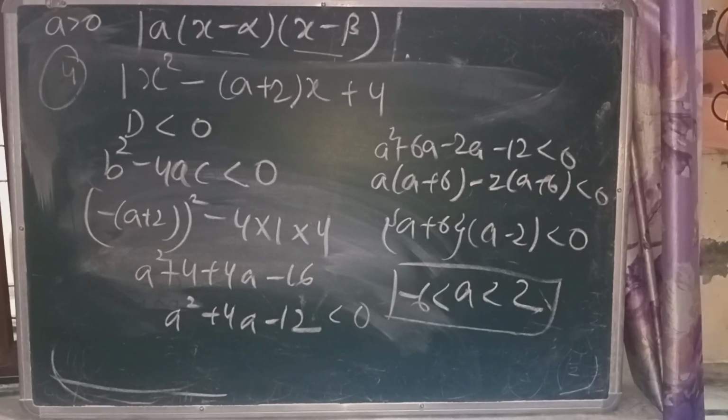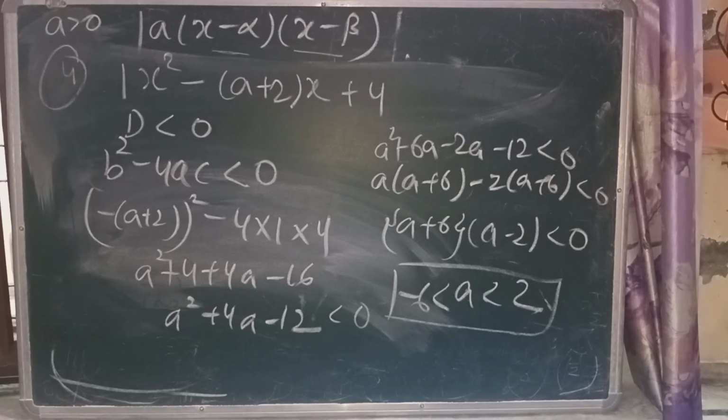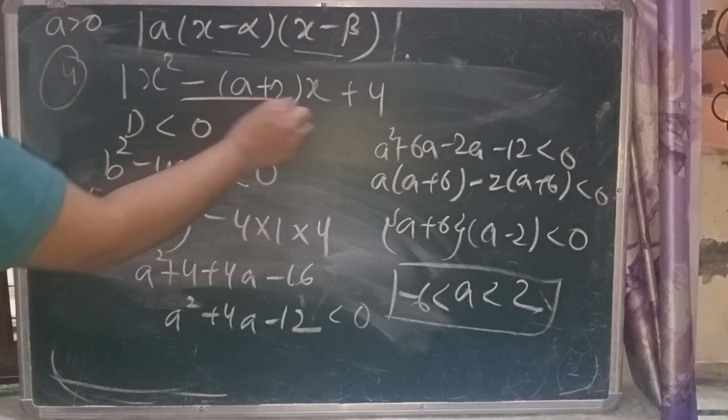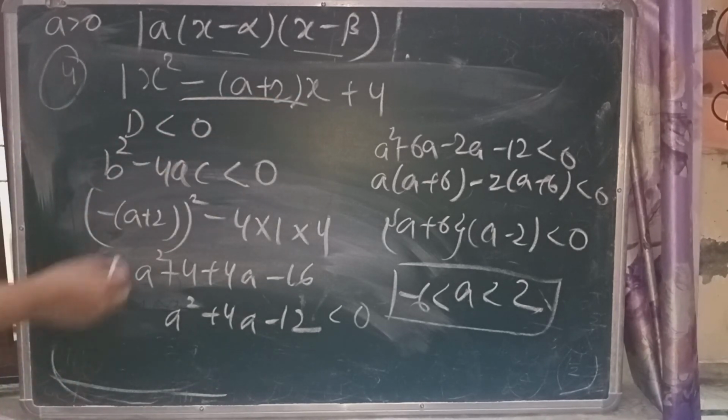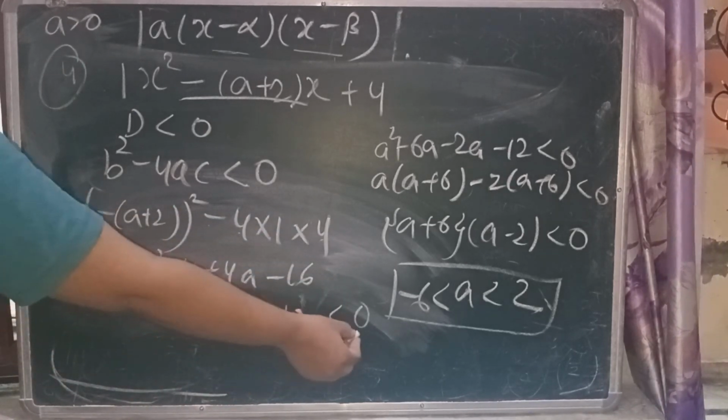If we think about the coefficient of x square, it is greater than 0 because it is 1. So the condition will be that D should be less than 0. That means the value of the discriminant b square minus 4ac should be less than 0. So here I have applied the condition. It's minus because b was minus in the bracket (a plus 2). So b square minus 4ac is less than 0. So we can solve it.